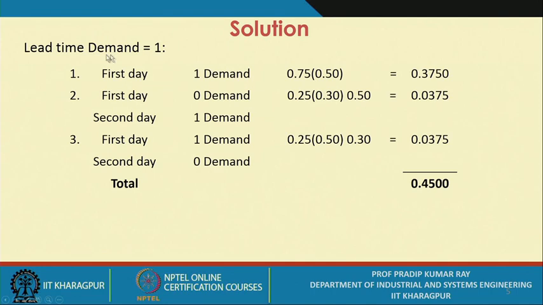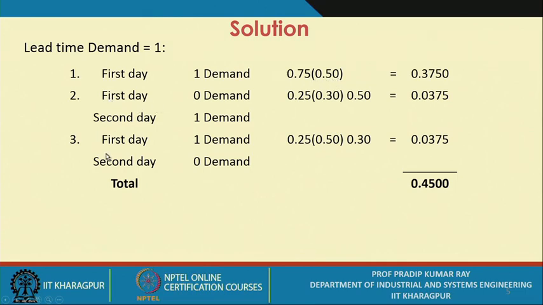Next one, lead time demand is equal to 1. So we try to compute its probability. The first day, in 3 ways it might happen. That means the first day 1 unit demand, that's all. So for a 1 day lead time the probability is 0.75, and the probability that the demand will be 1 unit is 0.50. So it is 0.75 into 0.50.